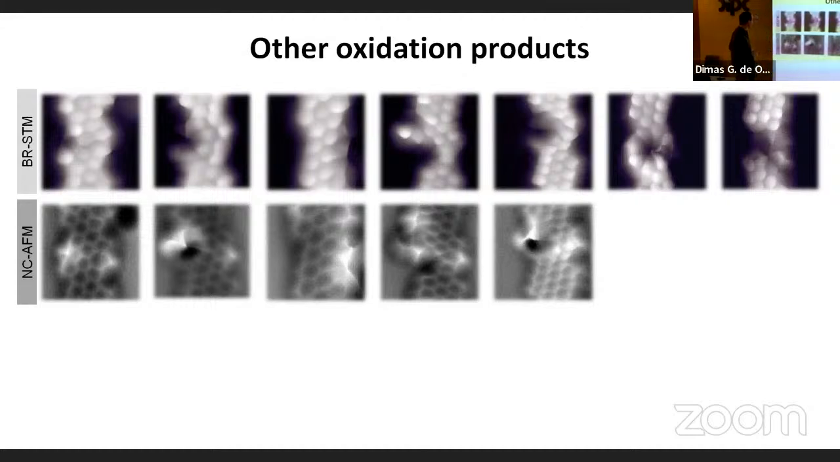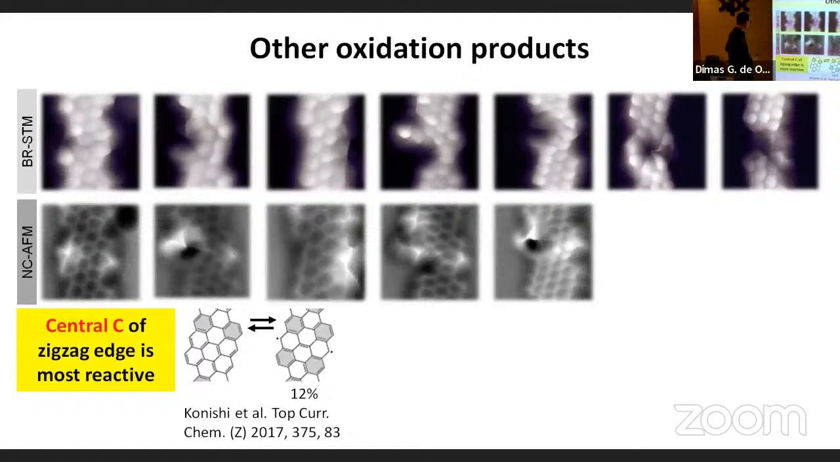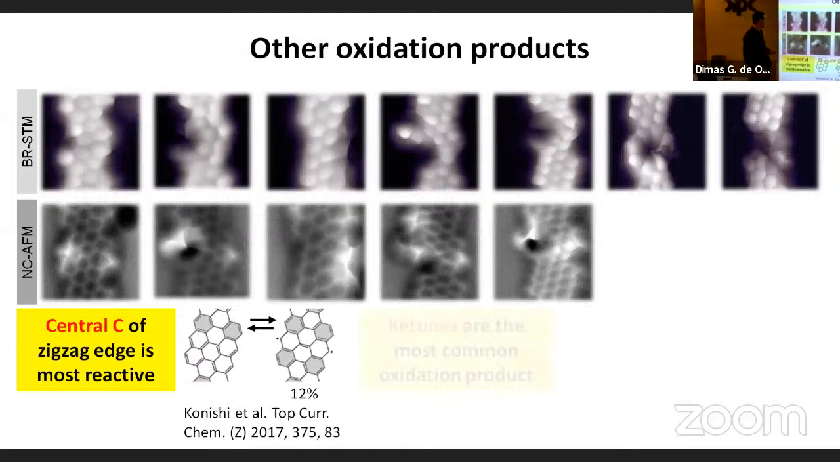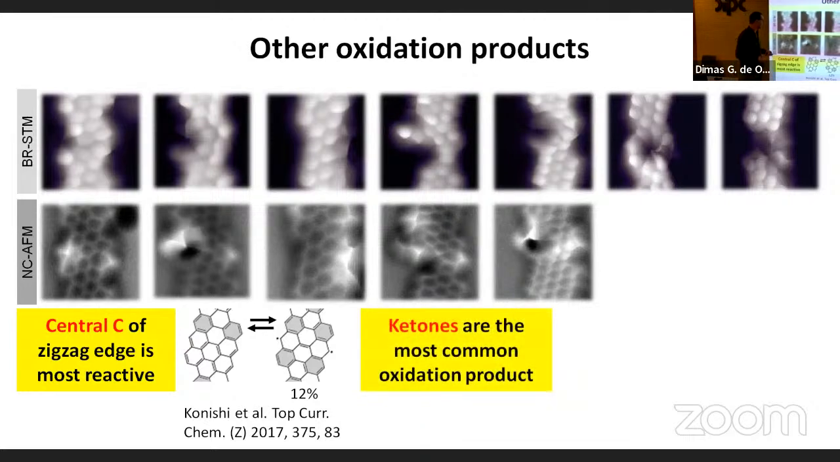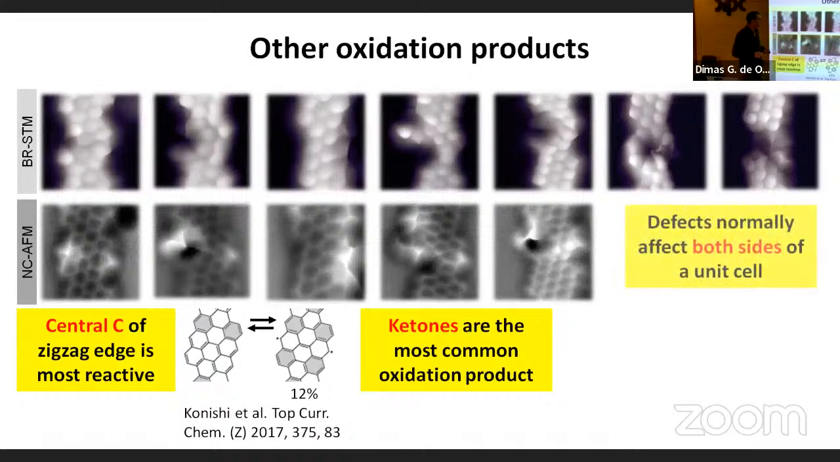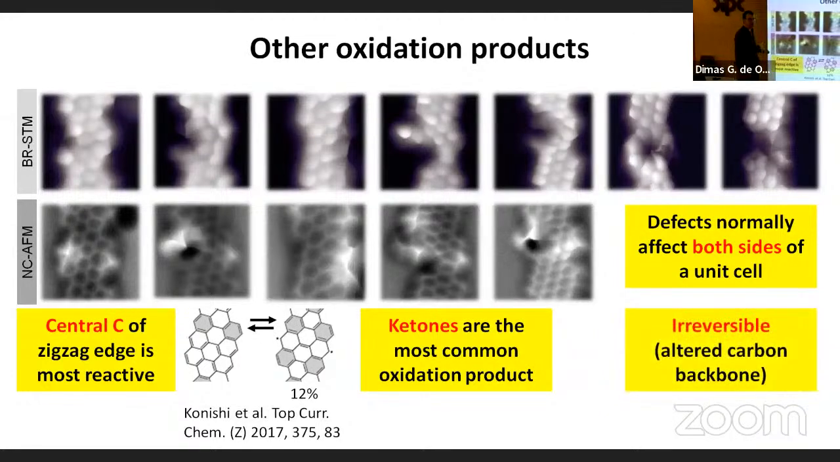But we can still learn a number of things from these. First of all, again, we see that the most affected atoms are always the central carbon atom of these zigzag edges, and I already explained why. Then we also see that the ketones, as I showed you before, are the most common oxidation product. We see that the defects normally affect both sides of a unit cell, and this relates to the fact that if you affect one side, on the opposite side you are creating a radical. And that radical is, of course, much more reactive, and anything that is around will much more readily attack at that position.